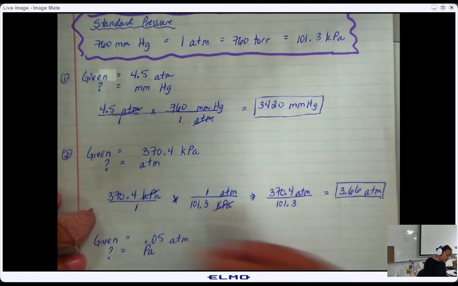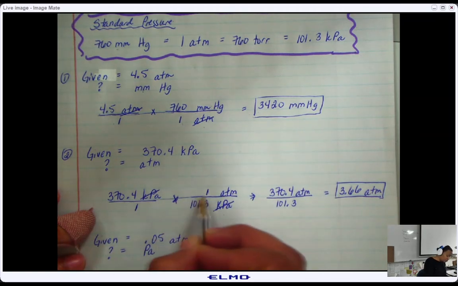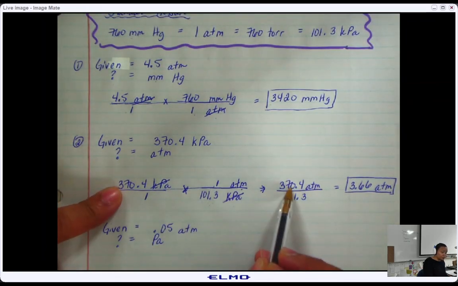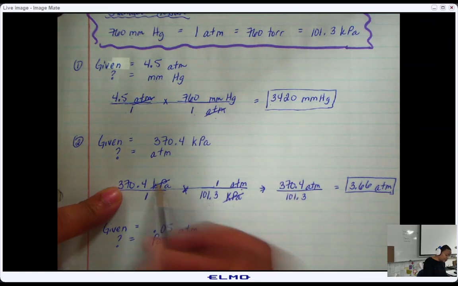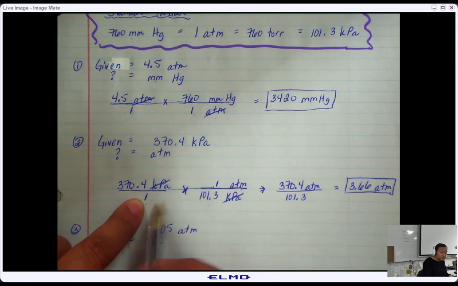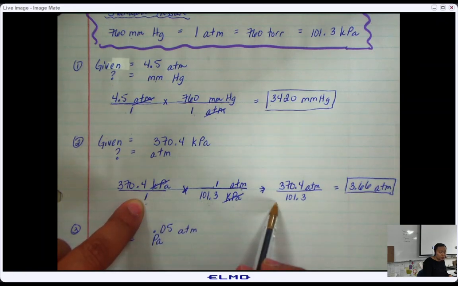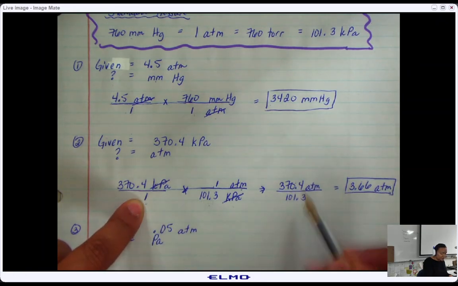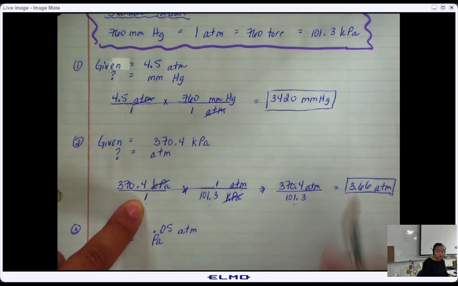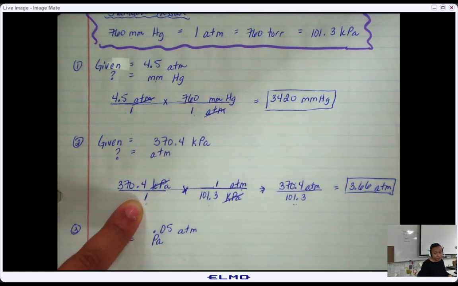So again, once you have everything set up, we are going to multiply everything on top together. 370.4 times 1 is 370.4. Cancel out whatever units you can, and then everything on the bottom gets multiplied together. 1 times 101.3 is 101.3. Take the top divided by the bottom. So 370.4 divided by 101.3 equals 3.66 atmospheres.